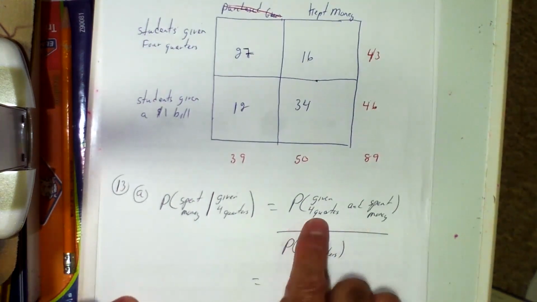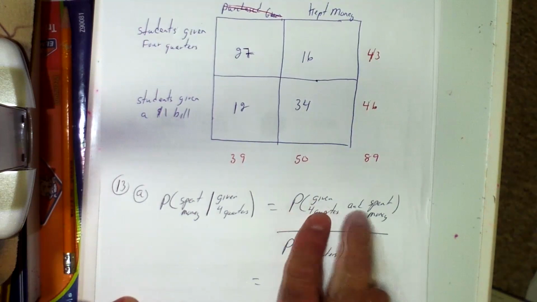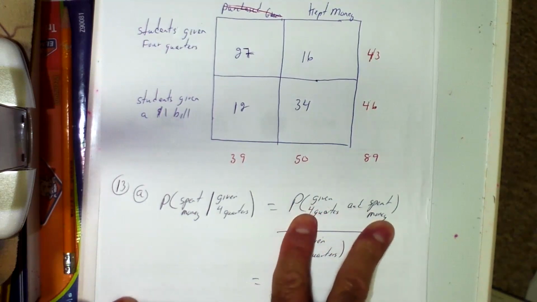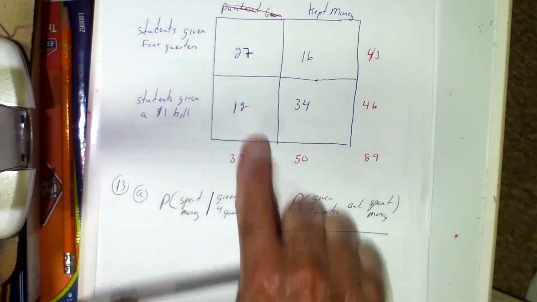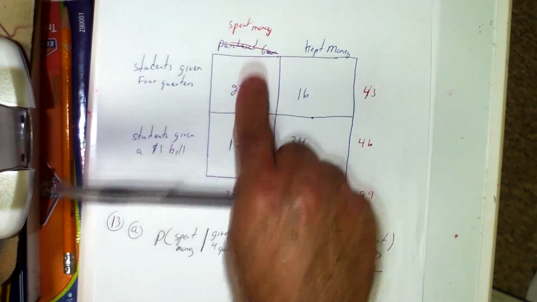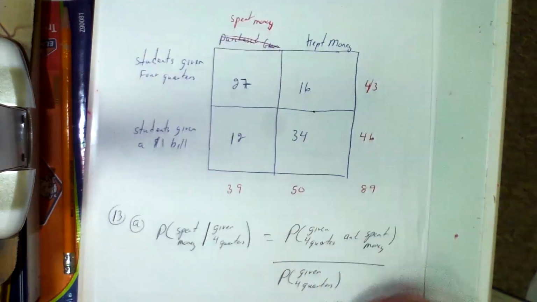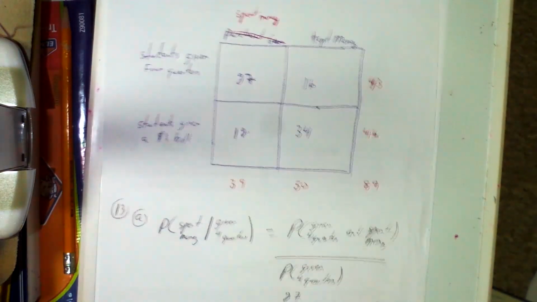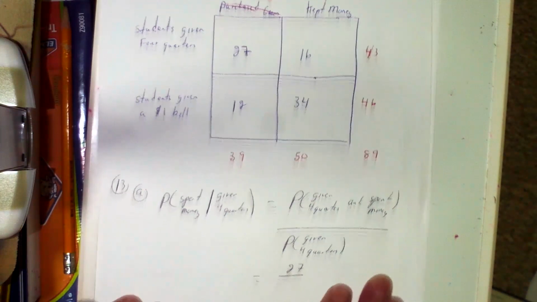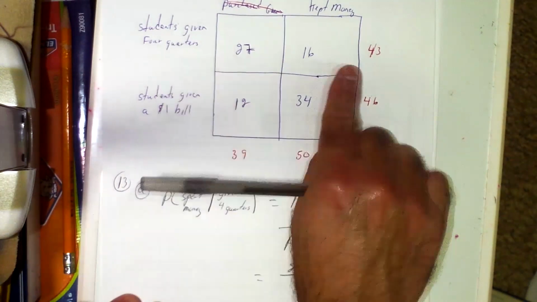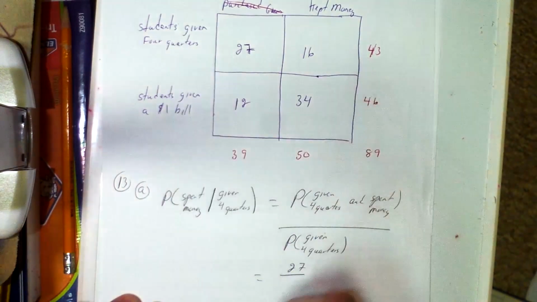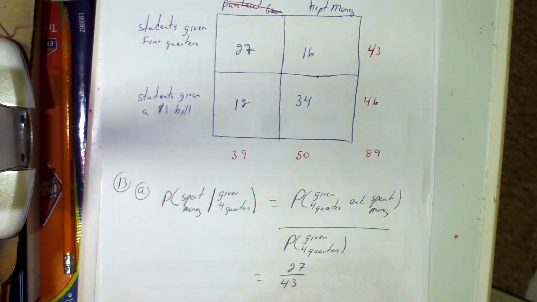And I'm going to go to my table. I want to know where these two variables intersect. Given 4 quarters, and they spent the money. Well, spent money was purchased, so there it is, 27. So 27 is the top number, right? Divided by, I need given 4 quarters. Given 4 quarters is a row, so I'm going to put that on the bottom, 43. So 27 over 43, get the decimal amount.